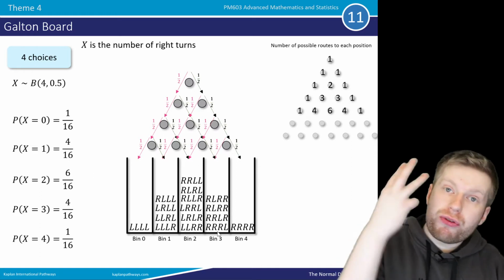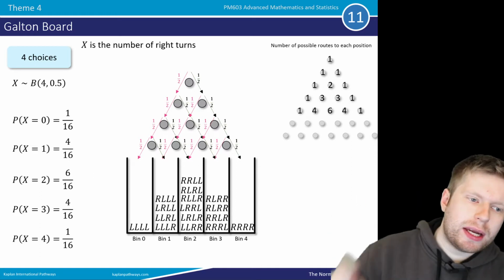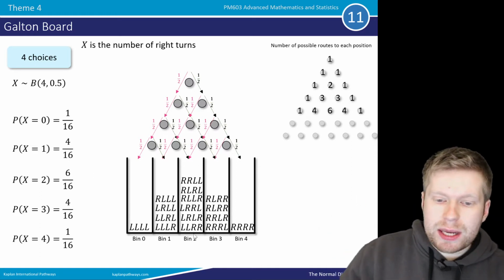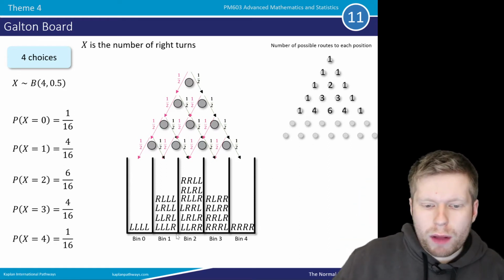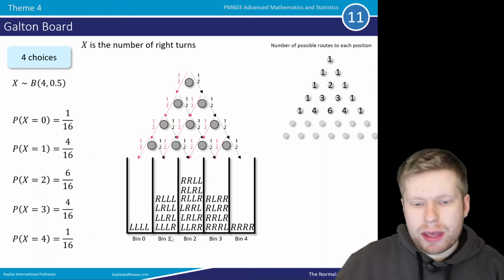To get to bin 3, 3 of those choices have got to be right turns, and the remaining 1 choice has got to be a left turn. To get to bin 2, that means 2 choices are right and then 2 choices are left. And to get to bin 1, that means that 1 choice is right and the other 3 are left.